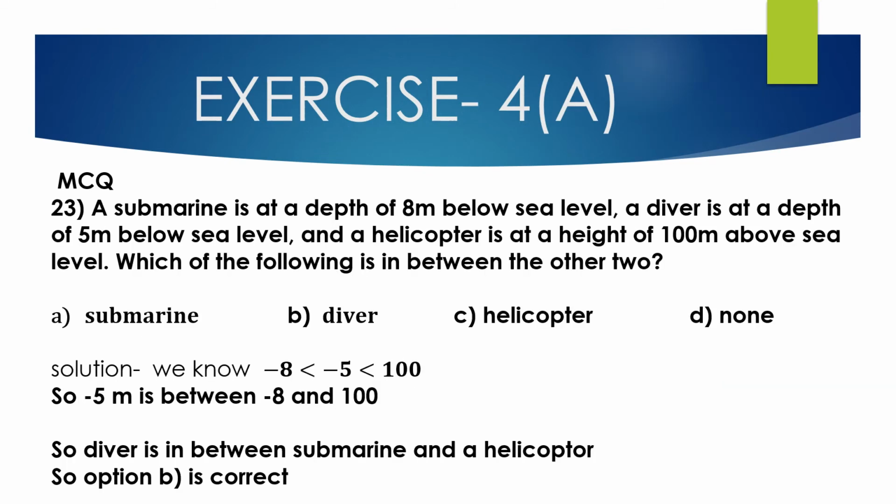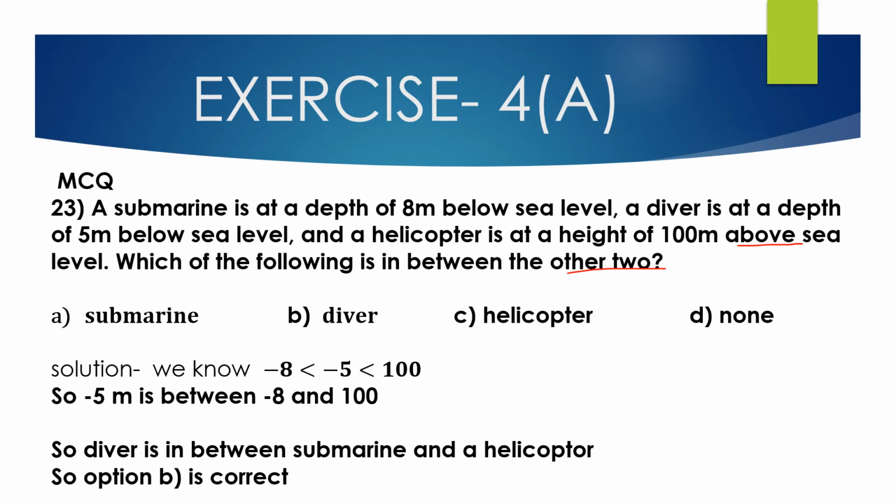Now we solve question number 23, an MCQ question. A submarine is at a depth of 8 meter below sea level, a diver is at a depth of 5 meter below sea level, and a helicopter is at a height of 100 meter above sea level. Which of the following is in between the other two? We have to find the integer between the two integers.